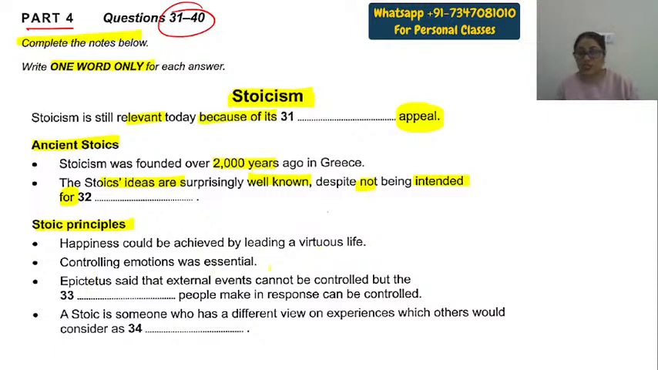Controlling emotions was essential. Epictetus said, this is the name of a person, that external events cannot be controlled. कहता है external events हम control नहीं कर सकते, पर कोई चीज़ है जो हम control कर सकते हैं. But the dash, so we need to listen, what people make in response can be controlled. Okay. A Stoic is someone who has a different view on experiences which others could consider as a dash. Okay, which others, क्या दूसरे क्या सोच सकते हैं. So listen carefully from 31 to 34 and write your answers in the chat box.